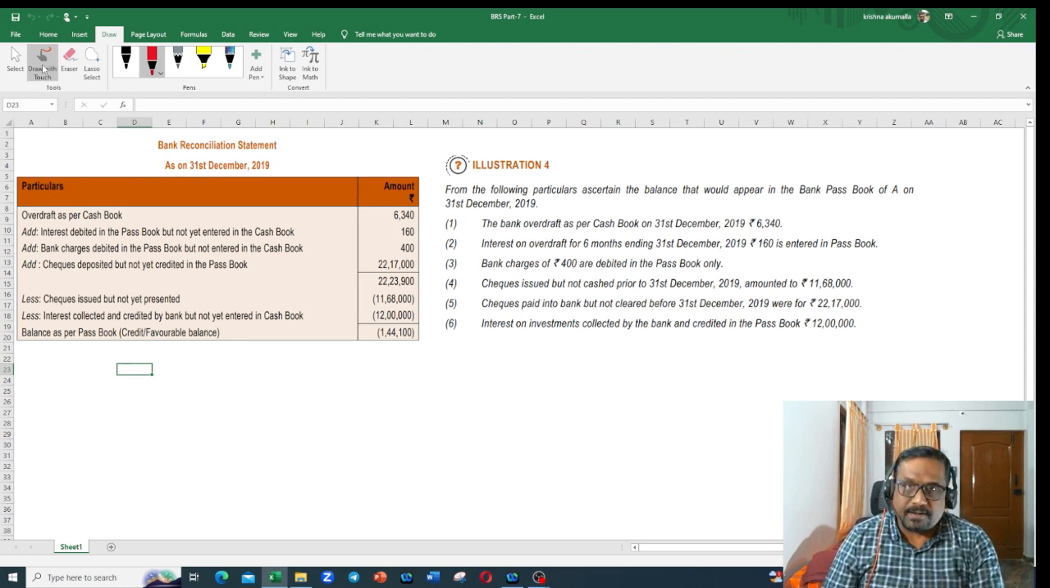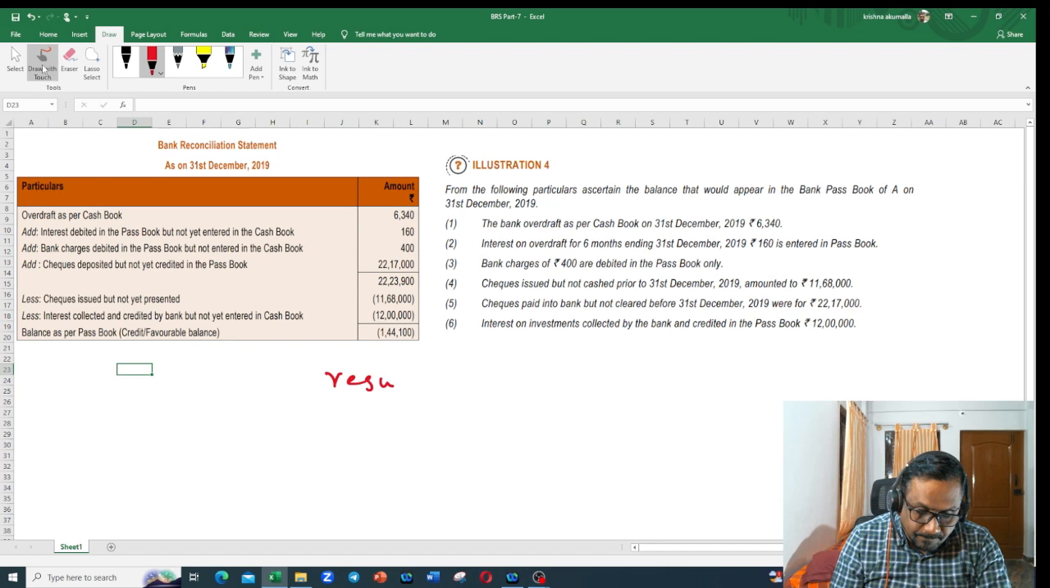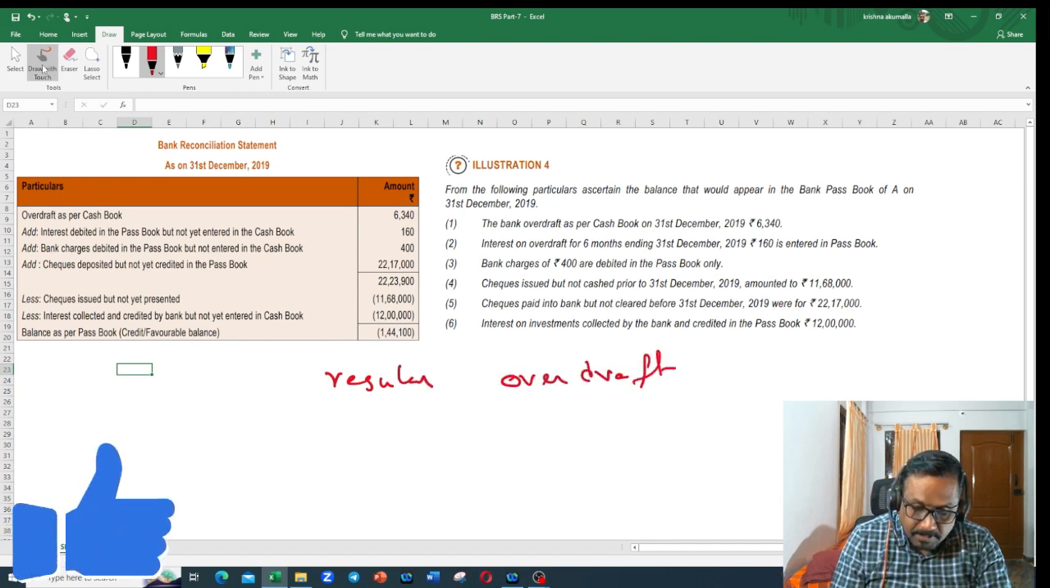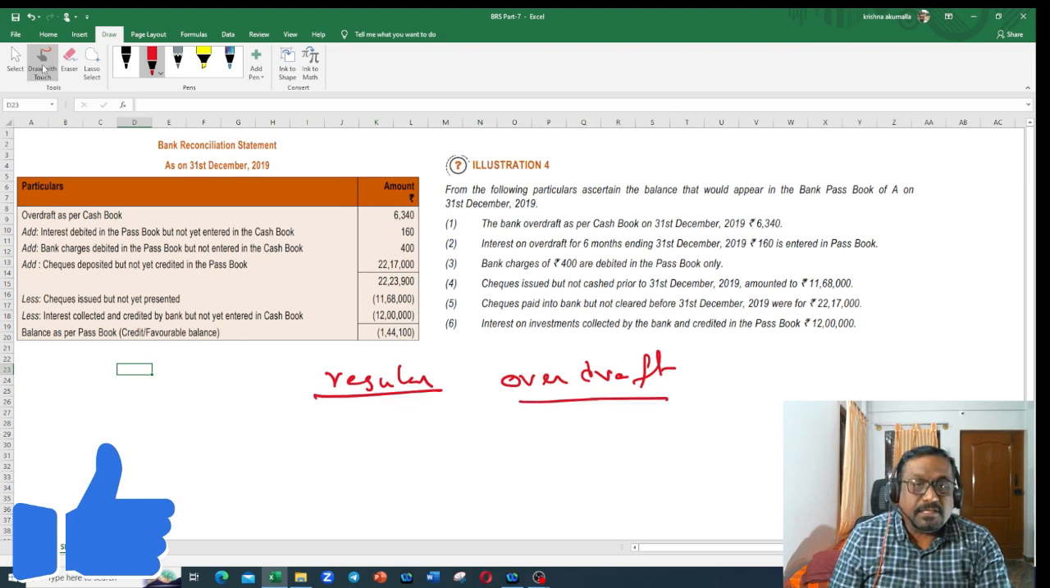That is called overdraft. That means it is a liability for us. Why is it a liability? You have to pay back that amount to your bank. That is the reason why overdraft is a liability. So here we have the regular balance and the overdraft balance. Two balances are there. What is the regular balance?